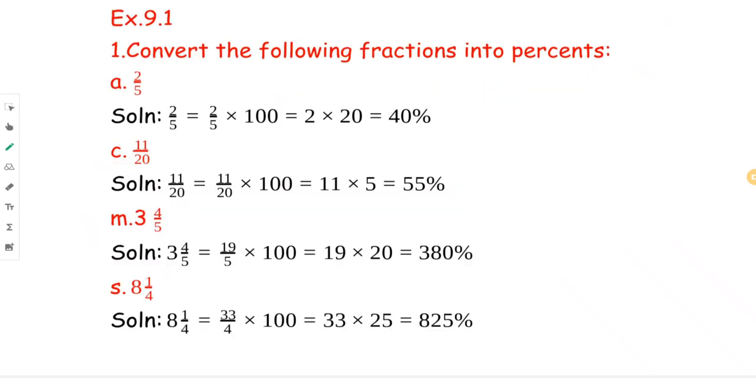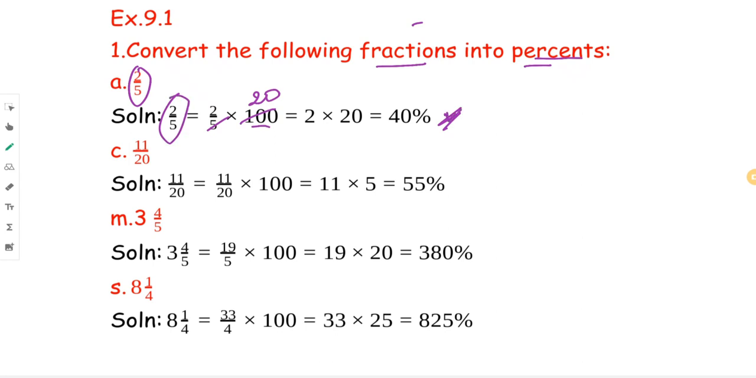The first question, exercise 9.1. Convert the following fractions into percent, right? Fractions. You can say 2 by 5 is a fraction, right? Also remember, it is also a rational number, right? So they are asking us to convert this fraction into what? Percent, right? So you don't have to do anything. You just have to multiply by 100. Clear? So 2 by 5 into 100, right? And 5 ones are 5, 5 twos are 10. Then you have 2 into 20, which I'm going to get 40, right? Which means this 2 by 5 equals 40%.